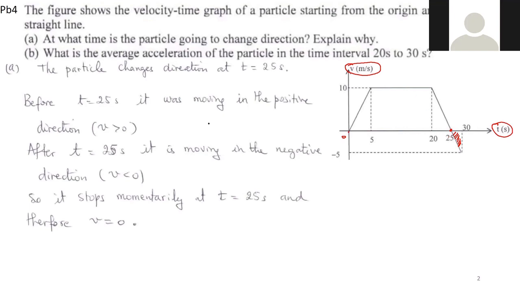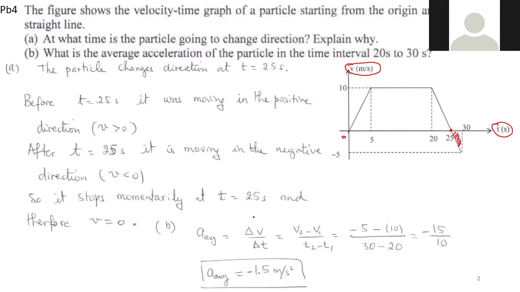Okay? Second question, what is the average acceleration of the particle between 20 and 30 seconds? So what's the definition of average acceleration? You look at your formula sheet, right? Average acceleration is the change in velocity divided by the change in time. So write down this, it's in your formula sheet. Average acceleration is V final minus V initial divided by delta t.